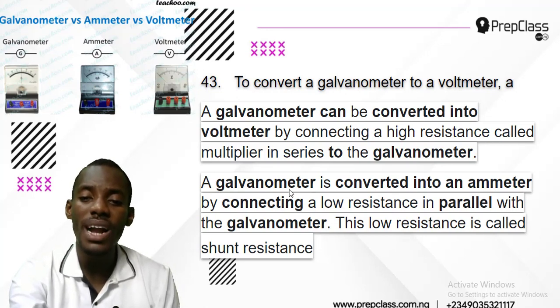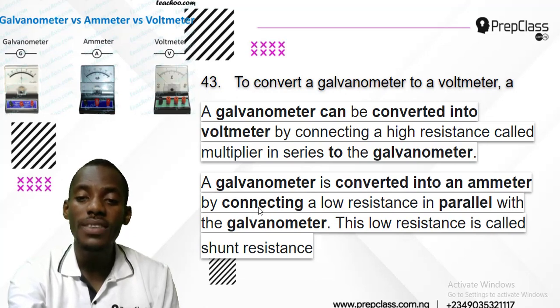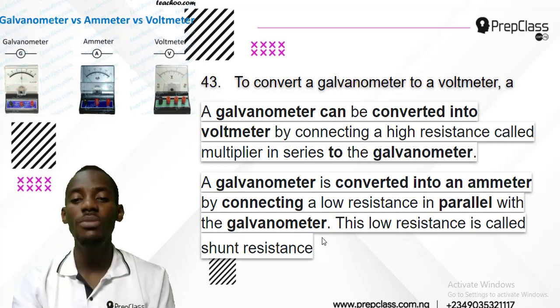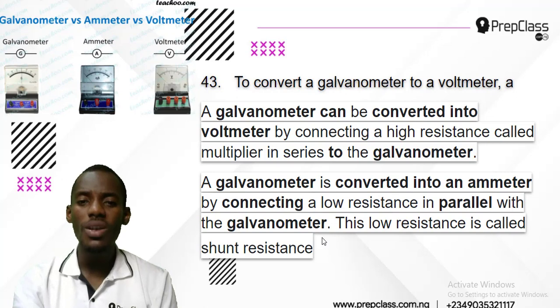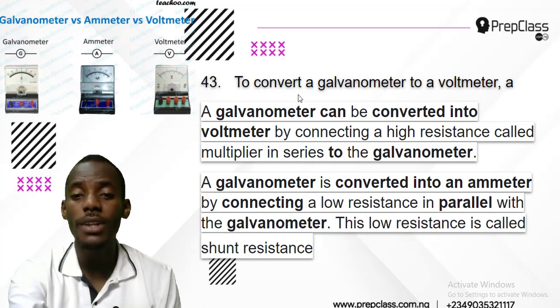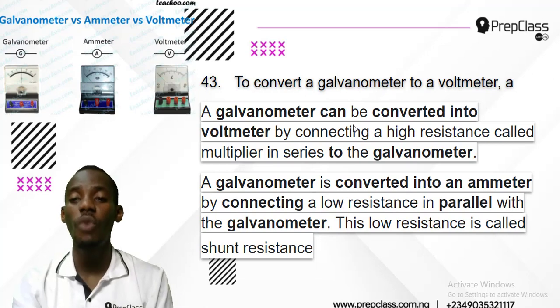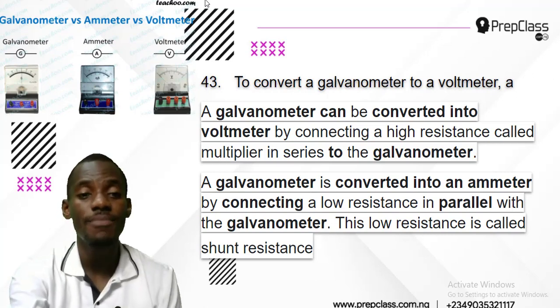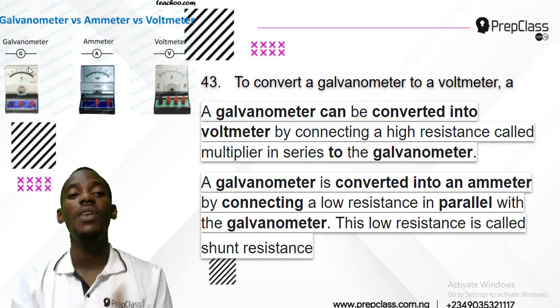But a galvanometer can also be converted into an ammeter by connecting a low resistance in parallel with the galvanometer. If you shunt a galvanometer in parallel with a low resistance, it will become an ammeter. But the question is asking about converting a galvanometer to a voltmeter, so the high resistance called the multiplier must be arranged in series. So galvanometer to voltmeter is series, while galvanometer to ammeter is parallel, and that is it.